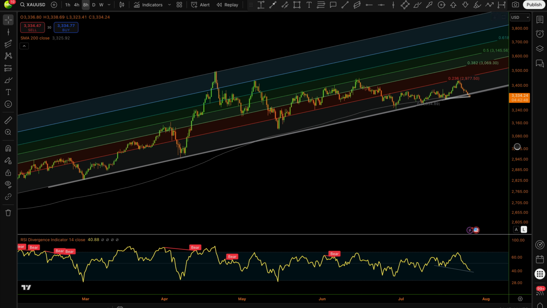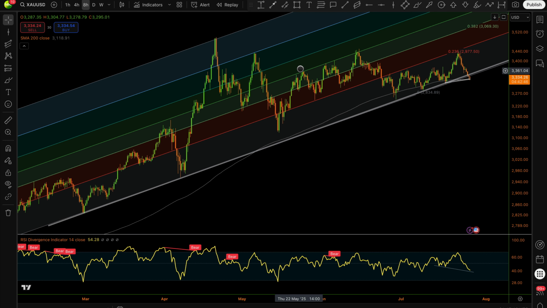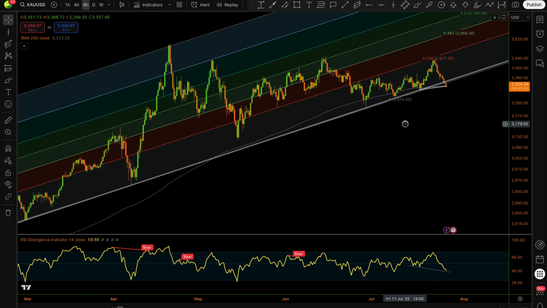This is just to make it easy for us to spot our area of focus, like the most significant parts of support and resistance. That's what that's mainly for.